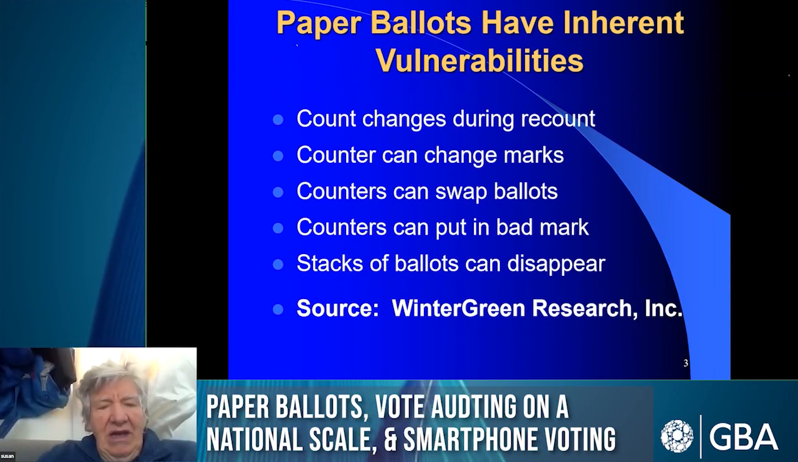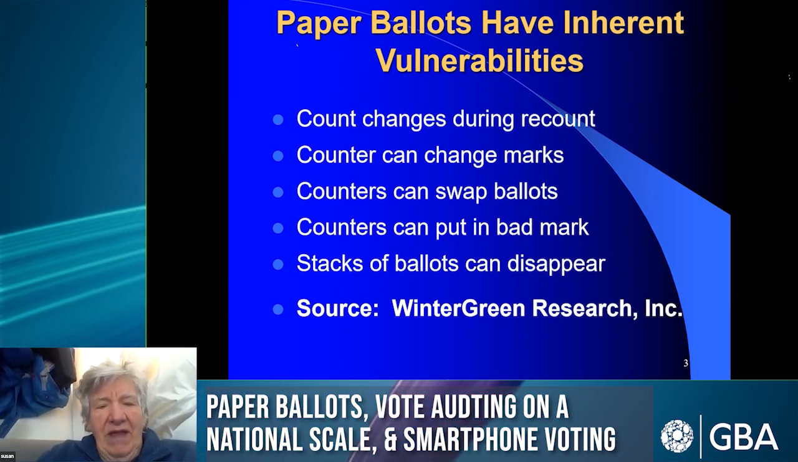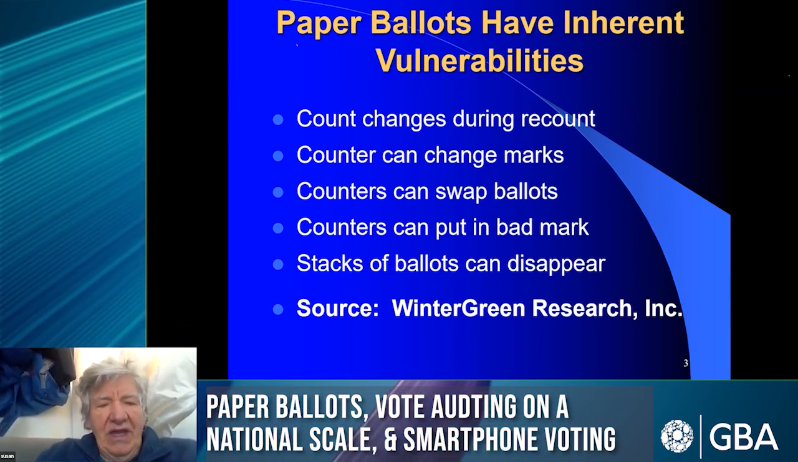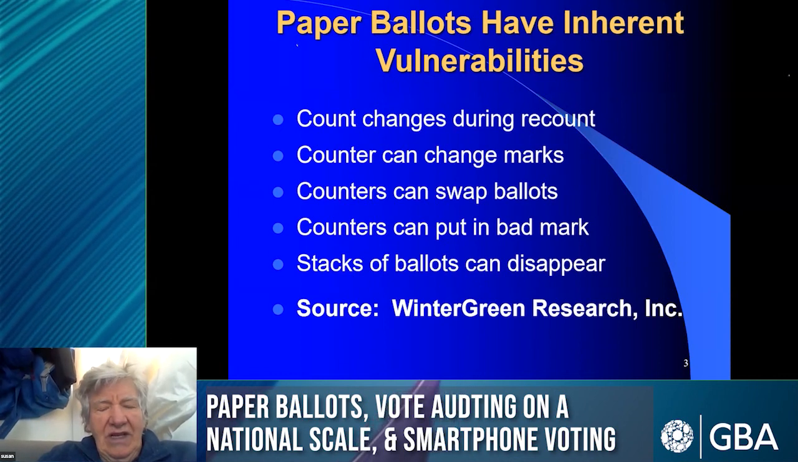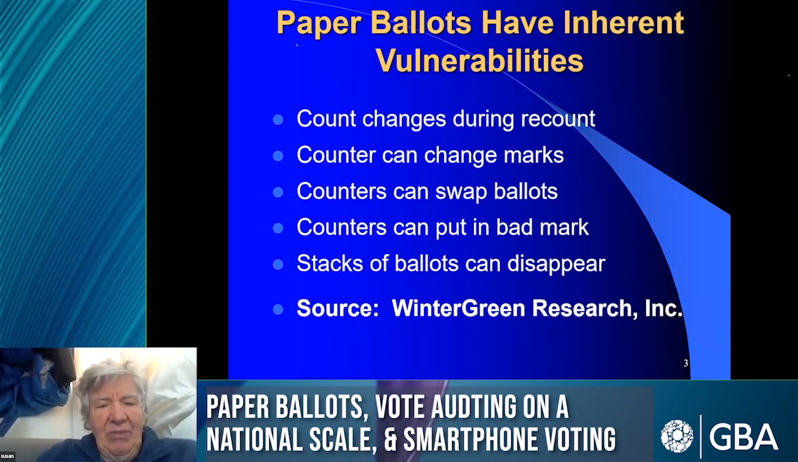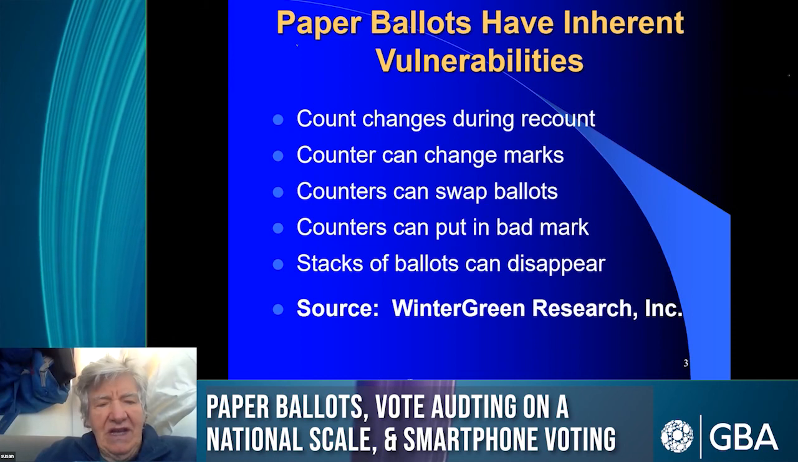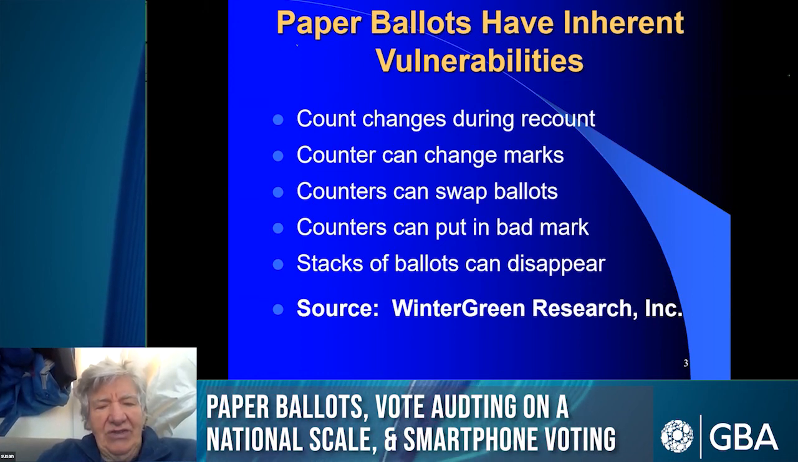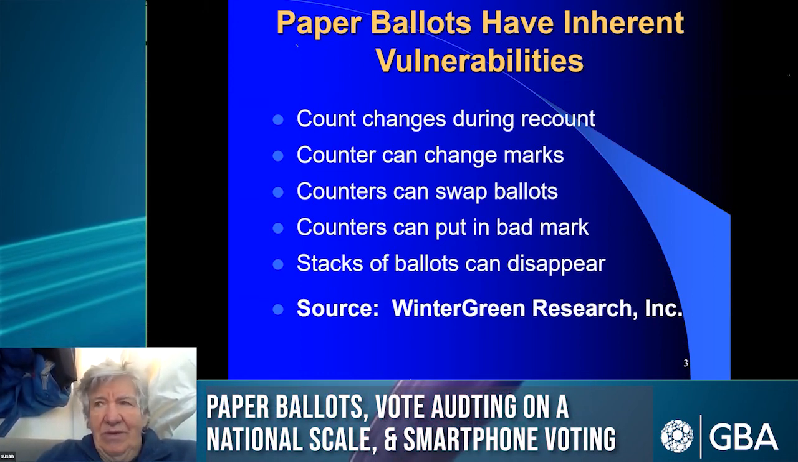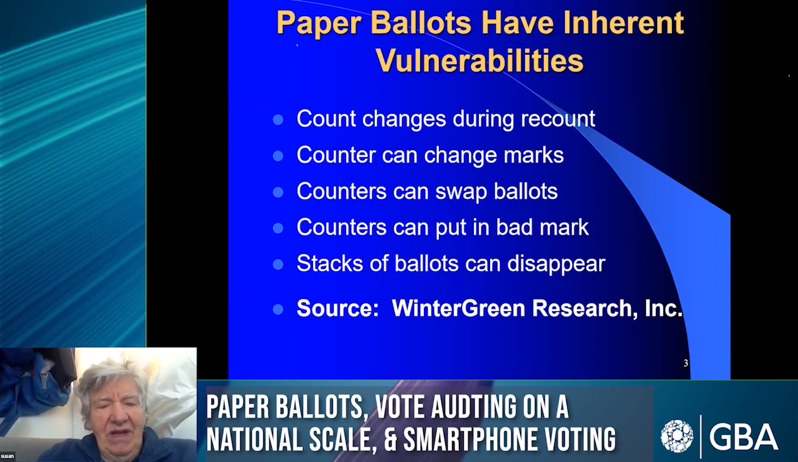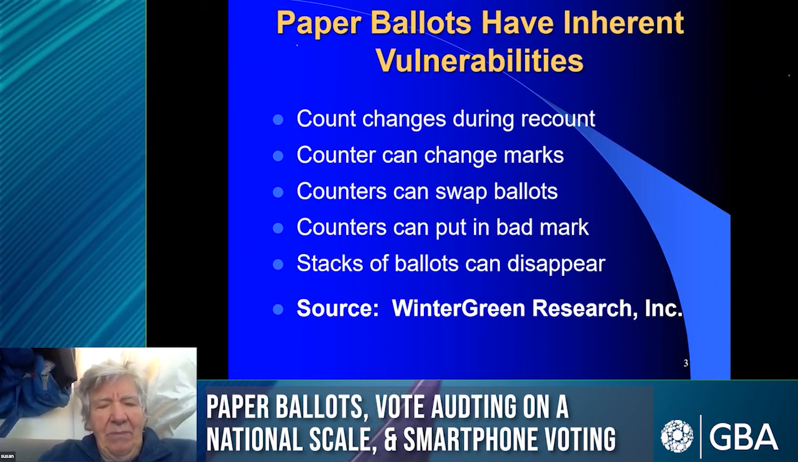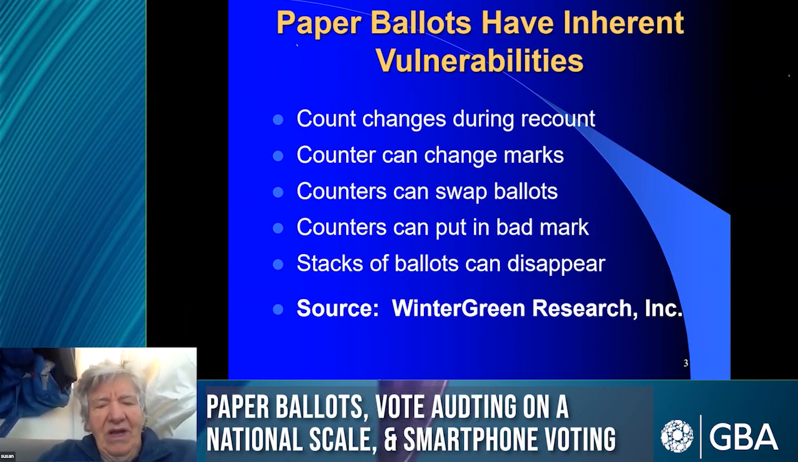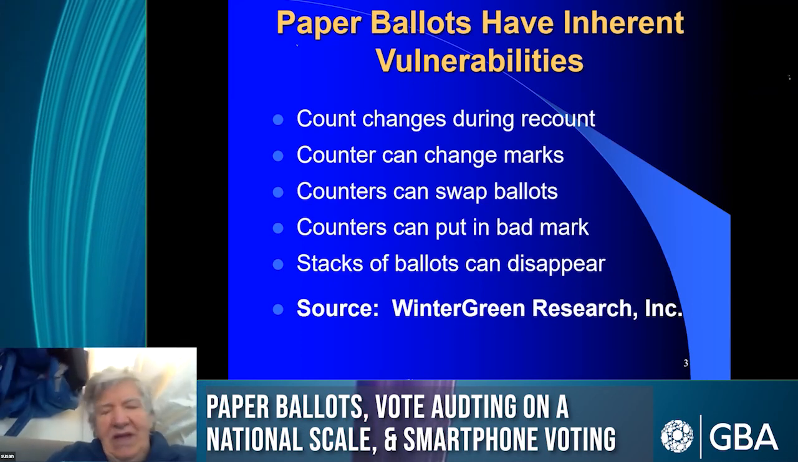Okay, and so recount with paper ballots, there's just a huge history of the election count changing when they go back and look at the paper ballots a second time. And during an election, the person counting the ballots can change the marks on the ballot. They can put something under their fingernail. There's a number of ways. They can swap ballots. They can put on a bad mark. Stacks of ballots can disappear. Okay, go to the next one.